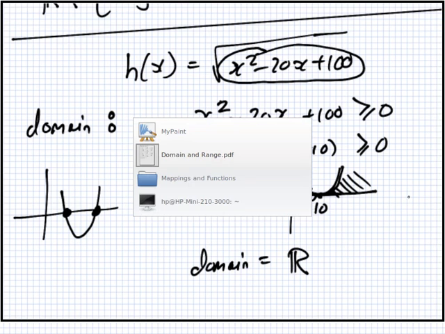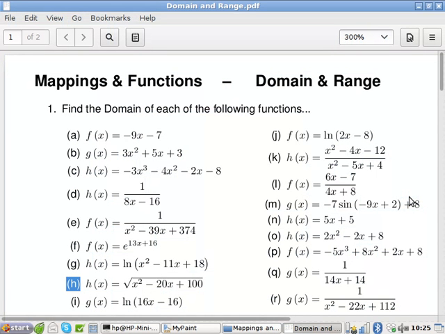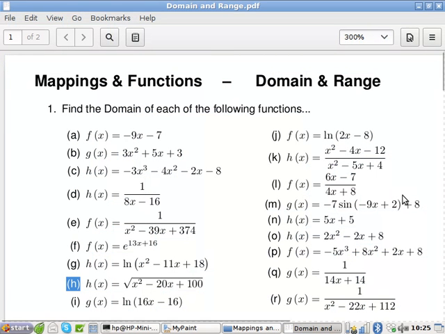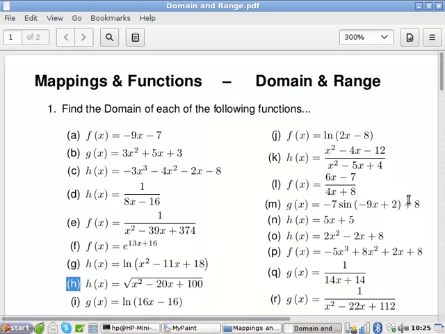Guys, why don't you just try K? Try K. Go.